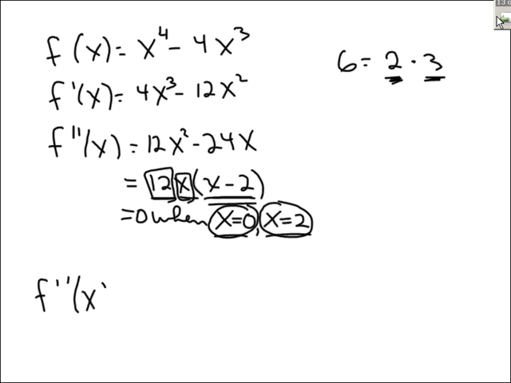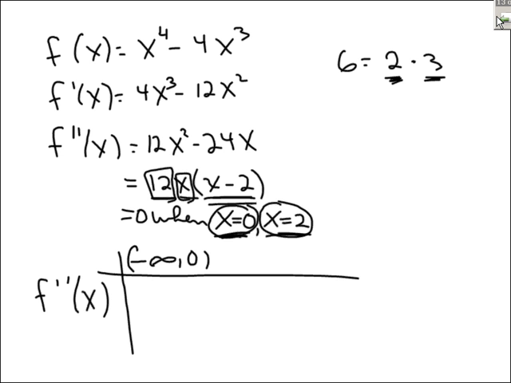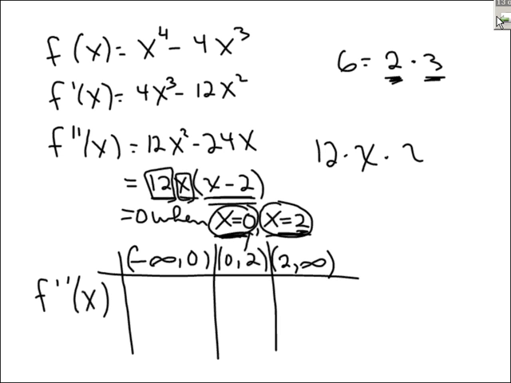Okay, we're going to look at the signs of f double prime in the three intervals that these two numbers divide the number line into. We stop off at their smallest value, and we go from the smallest value to the next value, and since that was the last value, we go from 2 to infinity. And we want to look at 12 times x minus 2, each of them one by one.